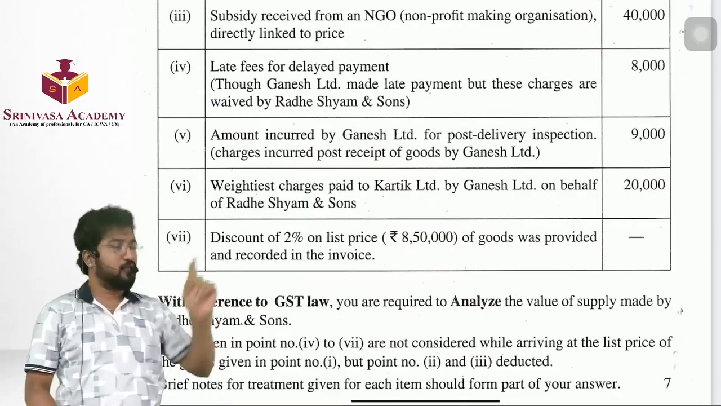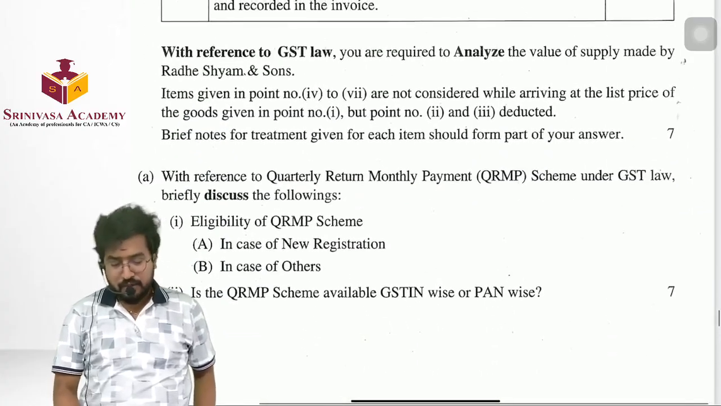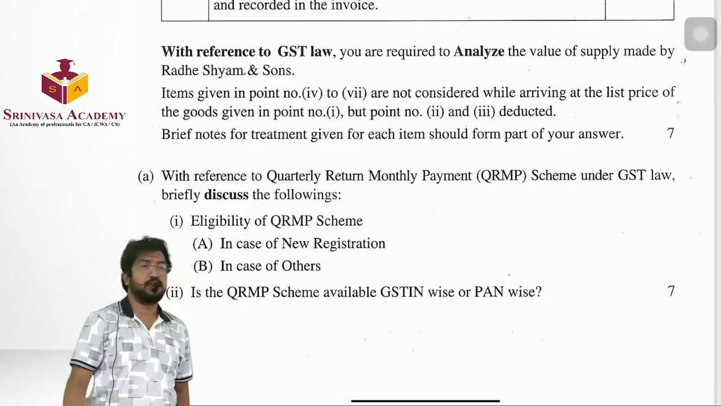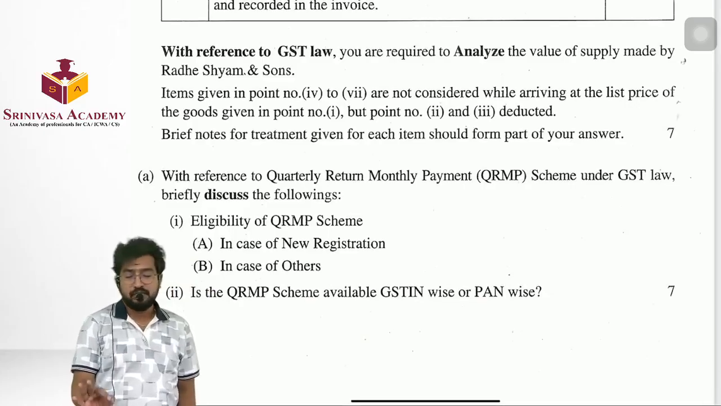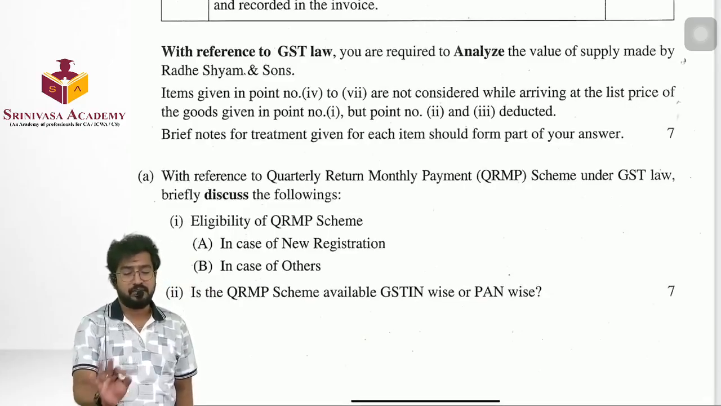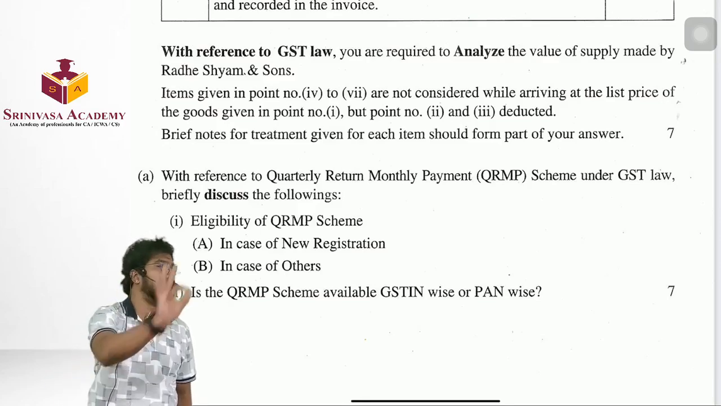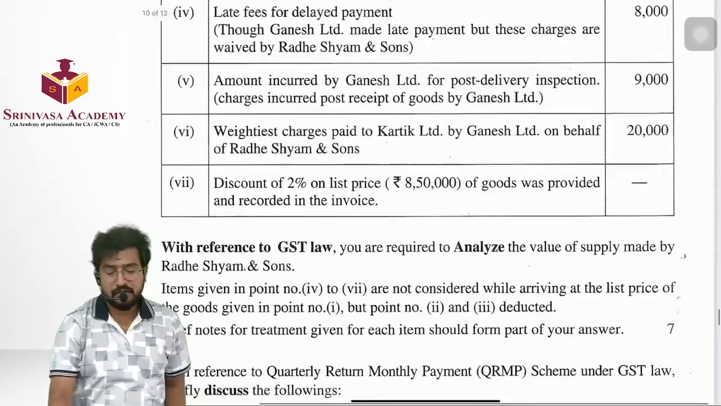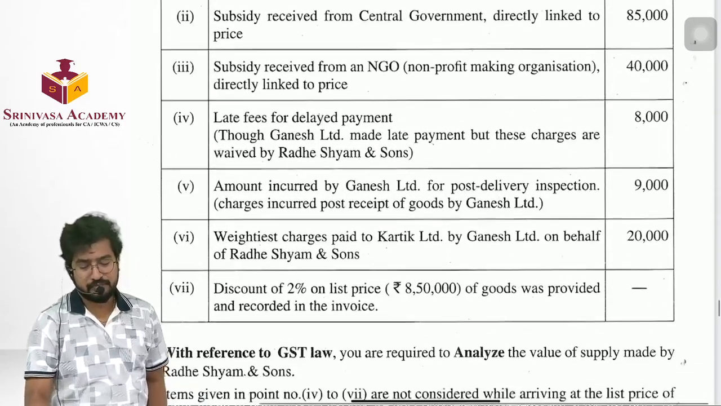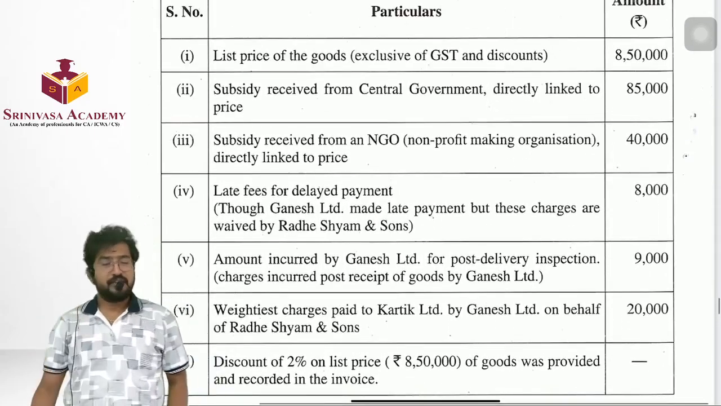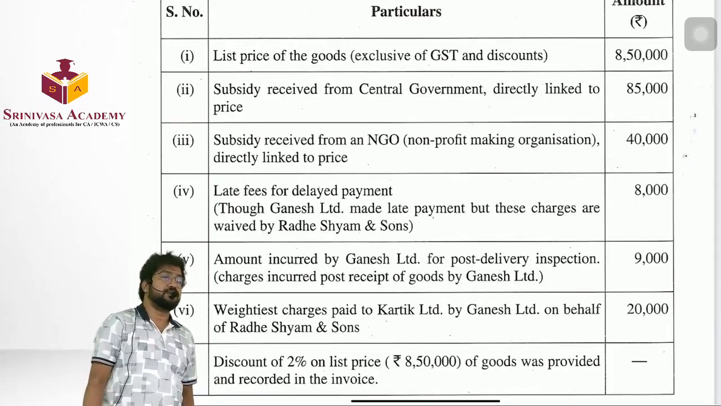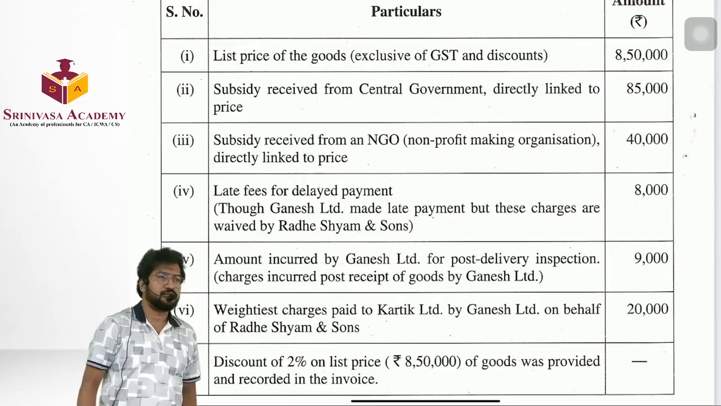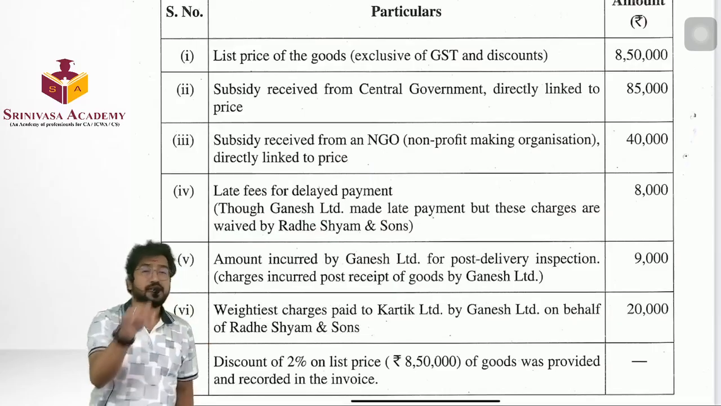And here one more important point. Whatever the problem you have done, whatever the adjustments you have done, what is the last line in the question? Brief notes for treatment given for each item should form part of your answer. That means why did you not adjust this? Simple. Here, suppose late fees for delayed payment. What did you do? You ignored here. Correct? Why did you ignore? So you should write there.